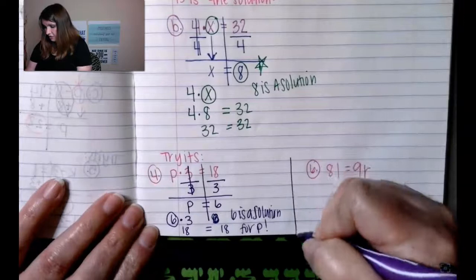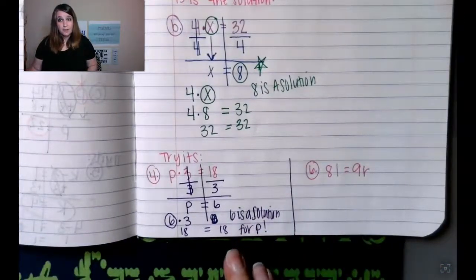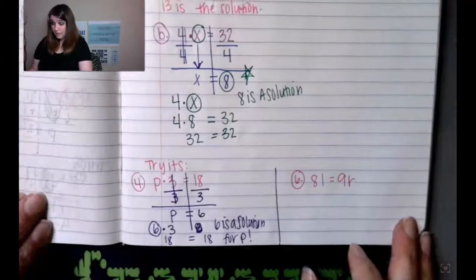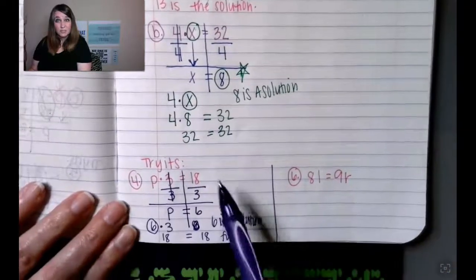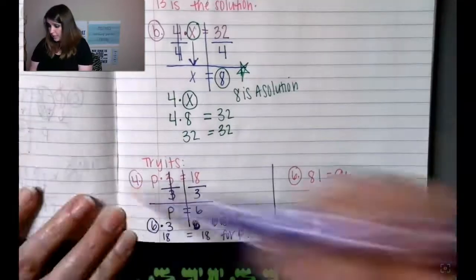How did you do? How'd you do on that one? Did you get 6? If not, identify where you went wrong so that you don't make that mistake again. If your mistake is that you didn't follow the process, then you need to go back and do the process.